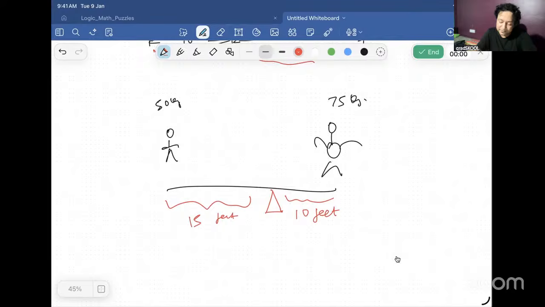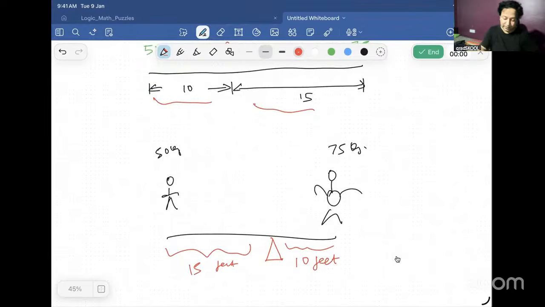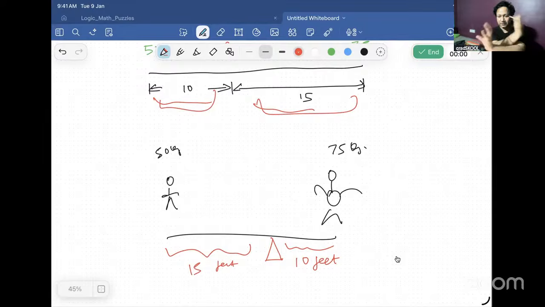Do you understand that? See what happened? Initially it was 10, now it is 15. We have to just reverse it. Clear? And this will give us our exact answer.